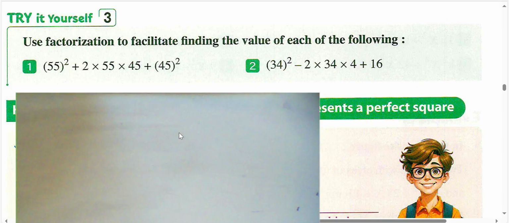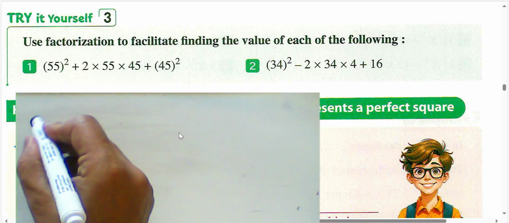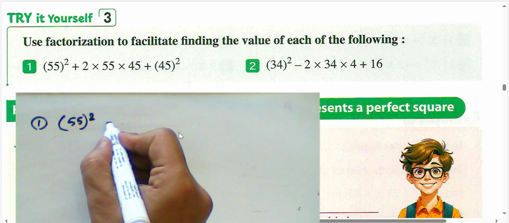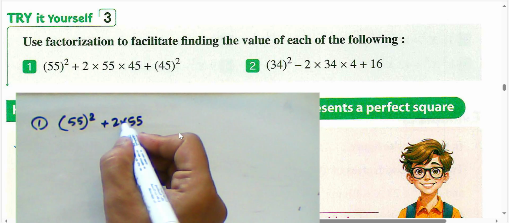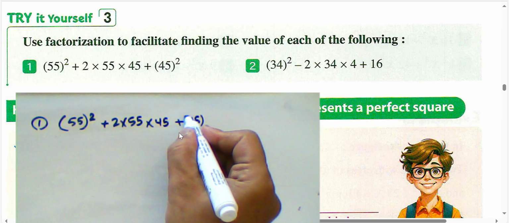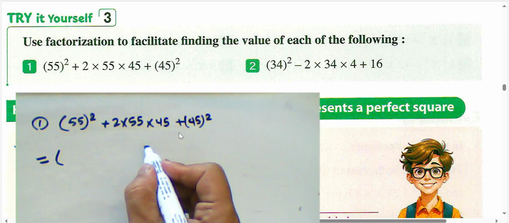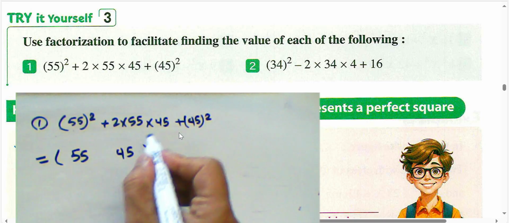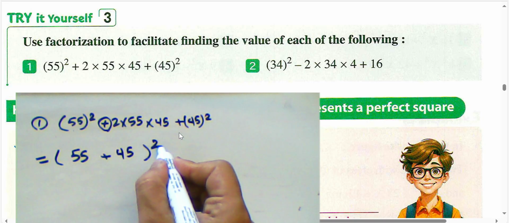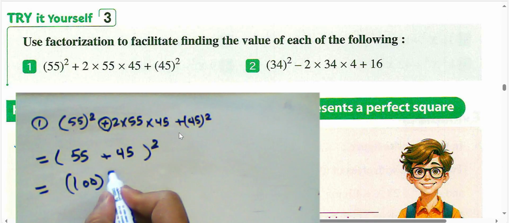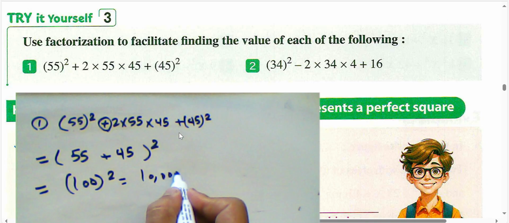And I'm going to simplify the value here, number 1. 55² + 2 times 55 times 45 + 45². We can find the square root of the first, which is 55, and the third, which is 45, and the sign here is positive, and write power 2. Okay, we can add together, it will be 100. 100² is 10,000.